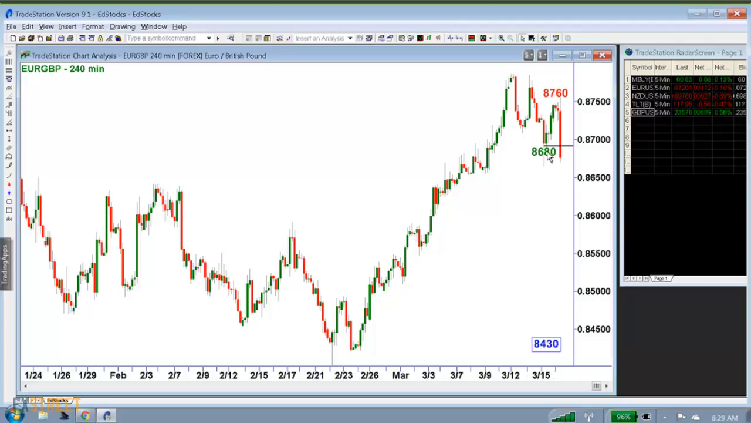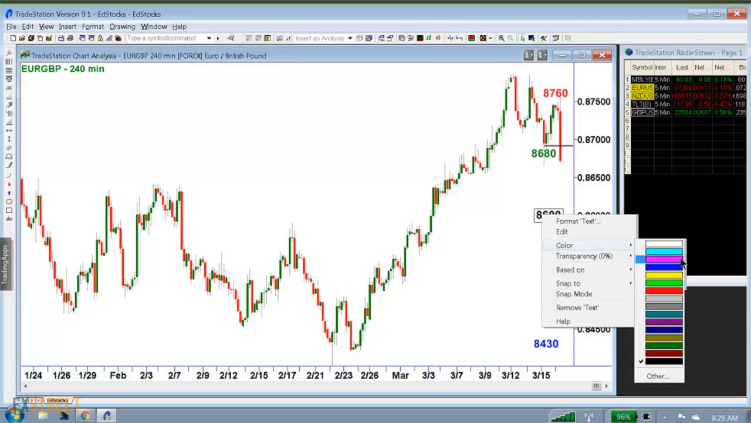I'll use a 1 to 1 as a first target. So what would the 1 be? If my stop is 80, what would a 1 to 1 target be? 80 pips this way is my stop. 80 pips this way would be 86.00. Call that target 1. I now have a 1 to 1 and a 3 to 1.